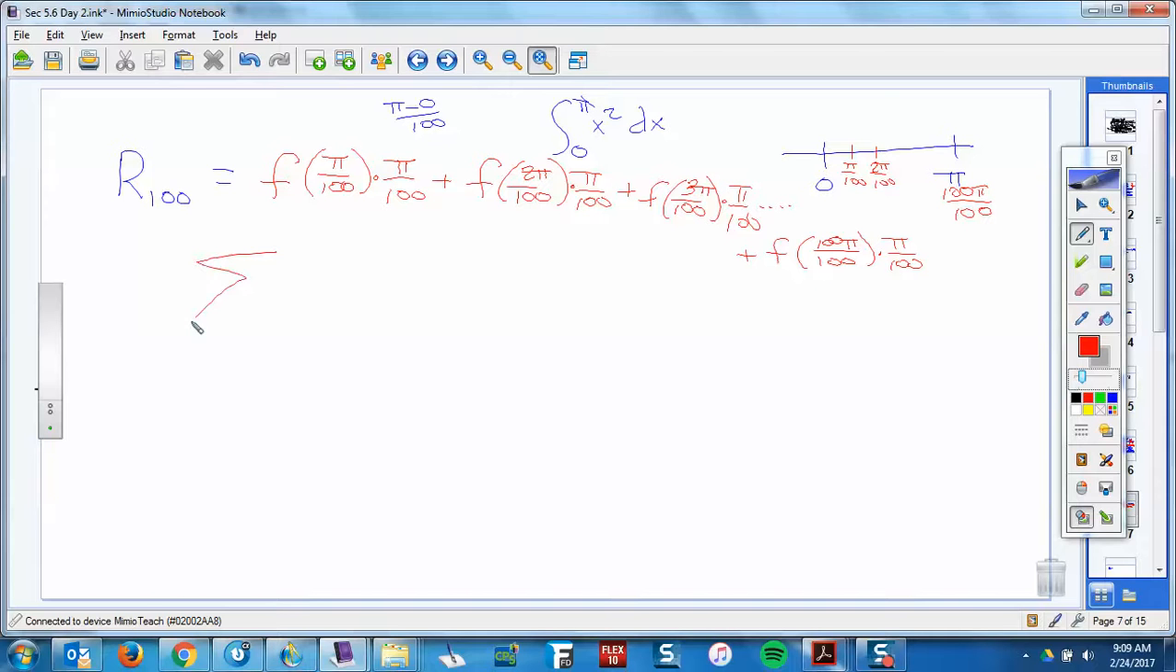Write our sigma notation. So we got i equals 1, 2, 100 this time, right? Because we're going to add up 100 things. We're going to add up 100 right rectangles, but we're not really going to add up all 100. And then what's going to be in here? F of i pi over 100 times pi over 100. There's our height times our width. Height times our width, right? The only thing changing is that top number. Okay, what do we do next?